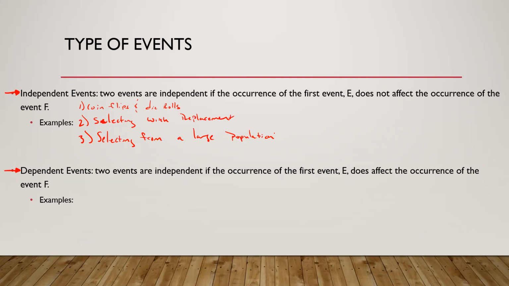Okay, so now the next thing is dependent events. Two events are dependent if the occurrence of the first event does affect the occurrence of the second event F. And this generally happens when you select without replacement.